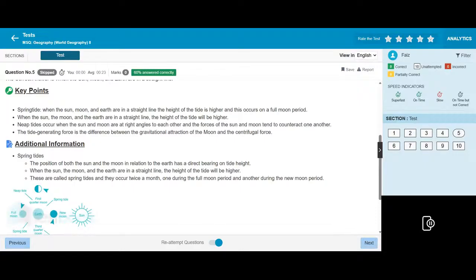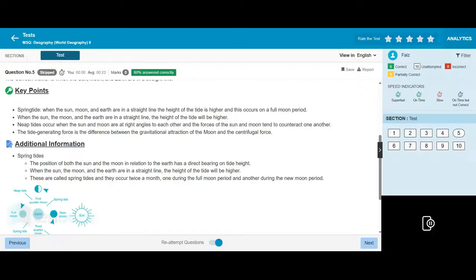Spring tide: when the sun, moon, and the earth are in a straight line, the height of the tide is higher, and this occurs in the full moon period. Neap tide occurs when the sun and moon are at right angles to each other, and the forces of the sun and moon tend to counteract one another.